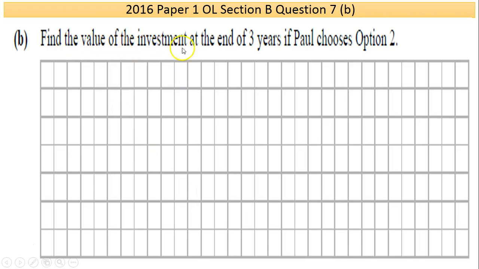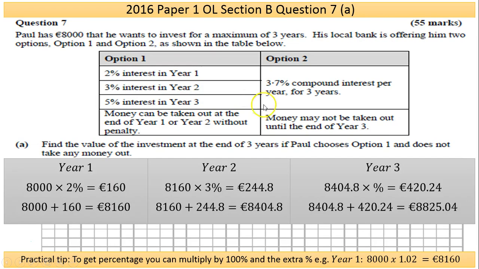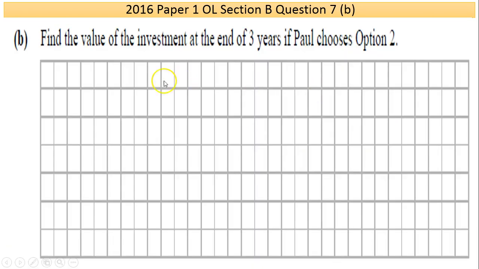Now find the value of the investment at the end of 3 years if Paul chooses option 2. Okay, so if you're good at financial maths, this is all lovely bread and butter stuff. You go back. You look here, it was 3.7% compound interest for 3 years. So we're writing that down on the fresh piece of paper. Okay, so I'm going to go straight to the answer.